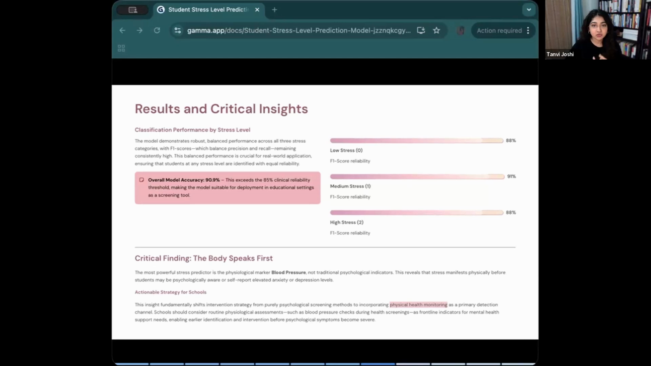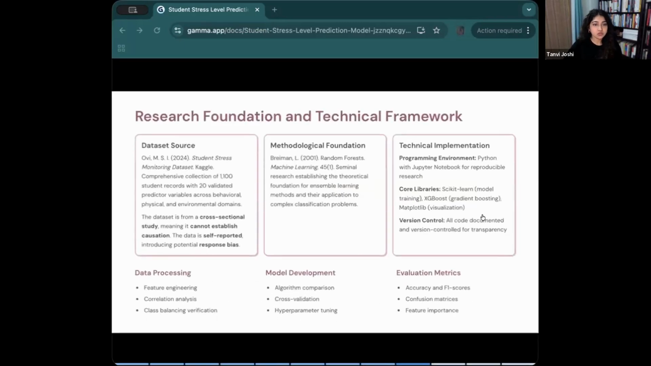I examined the F1 scores also to ensure that we weren't just predicting the majority class. The medium stress score was 91%, and low and high stress were 88%. This consistency across all three classes proved that the model was accurate, and it comfortably exceeded my 85% threshold. This is what I used and what I based my research on.